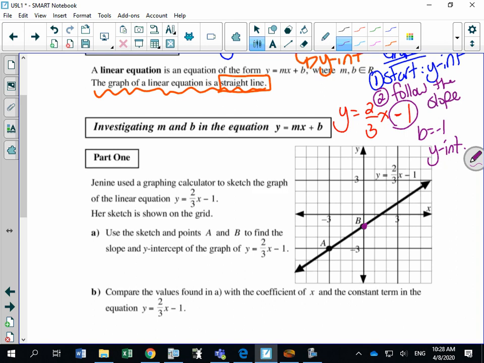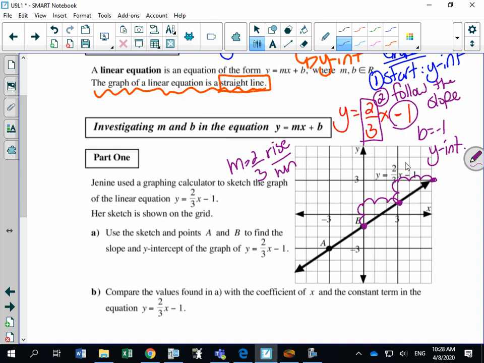So what does follow the slope mean? Well, my slope is 2/3. That means from my y-intercept, I'm going to rise 2 and run 3. So from here, rise 2 and run 3. That would be my next point.